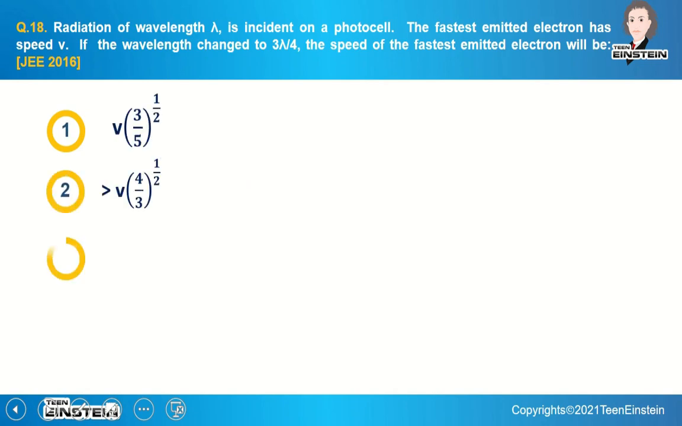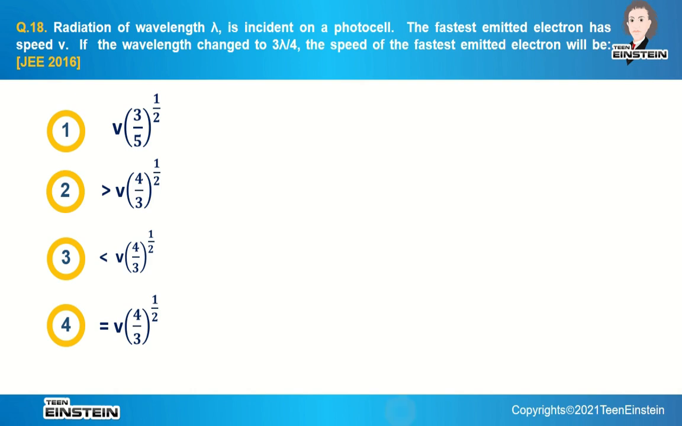Okay, so now we'll move on with the next question. Radiation of wavelength lambda is incident on a photocell. The fastest emitted electron has a speed v. If the wavelength changed to 3 lambda by 4, the speed of the fastest emitted electron will be how much? So they want us to calculate the speed of the emitted electron.